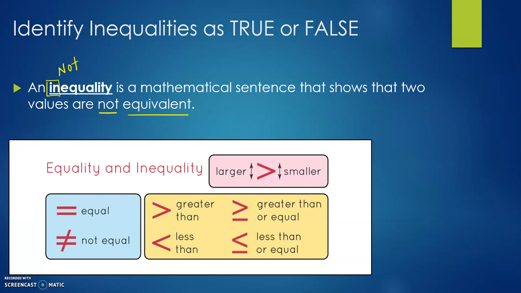We have equal, we have not equal, and then you've seen greater than and less than, but there are two new signs, and that is called greater than or equal to, which is right over here, and then there's less than or equal to, which is right over here. So we'll talk more about that in just a second, but those are your four inequality signs: greater than, less than, greater than or equal to, less than or equal to.